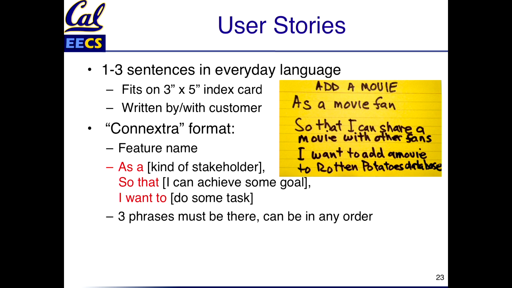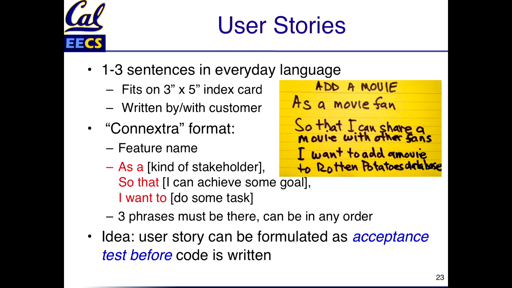It comes from a startup company called Connextra. They came up with this format, which is the feature name, which is at the top, and then this 3-part sequence: as a type of stakeholder, like in this case, I'm a movie fan, but it could have been the box office operator. So as a kind of stakeholder, so that I can achieve some goal, in this case, so that I can share the movie with other fans, I want to do some task. So I want to add a movie to the Rotten Potatoes database.